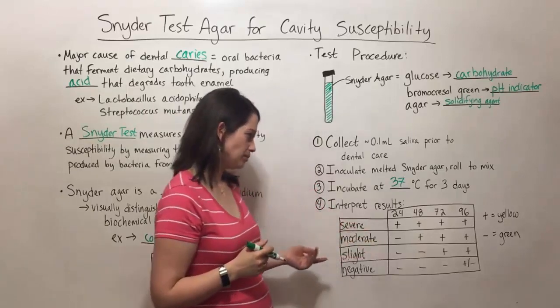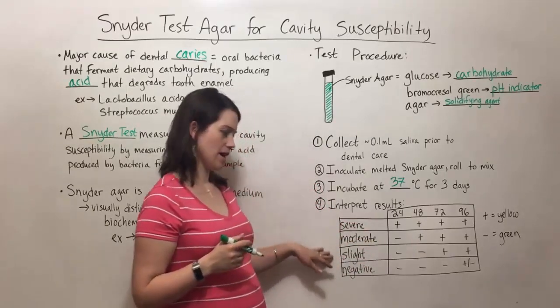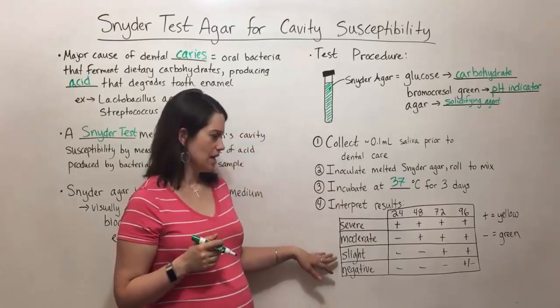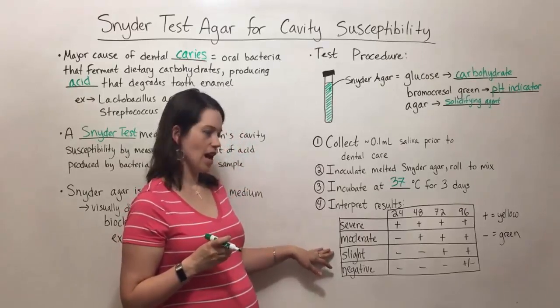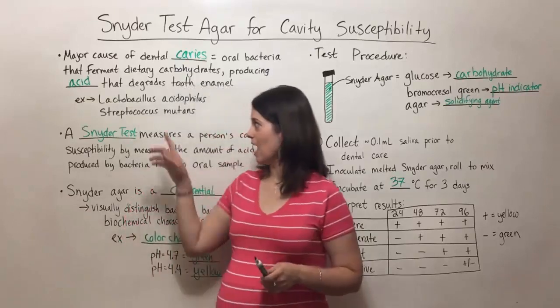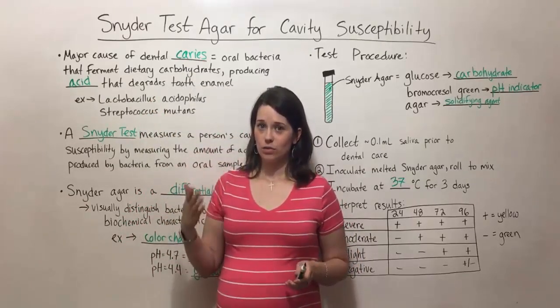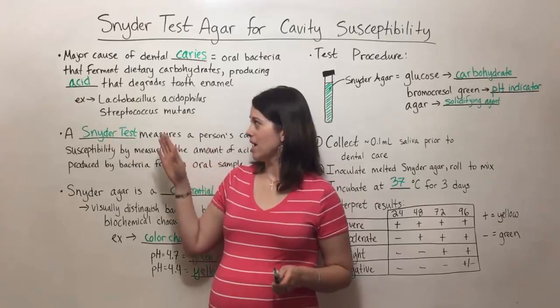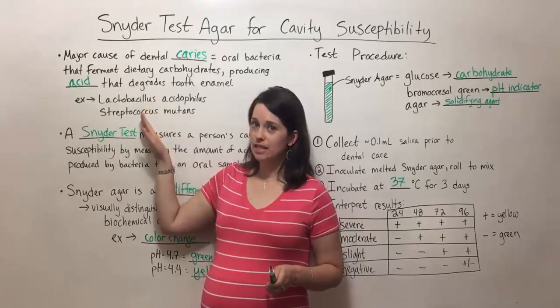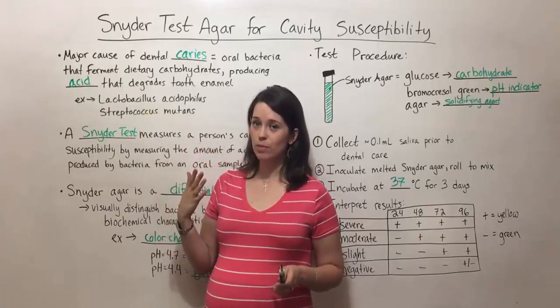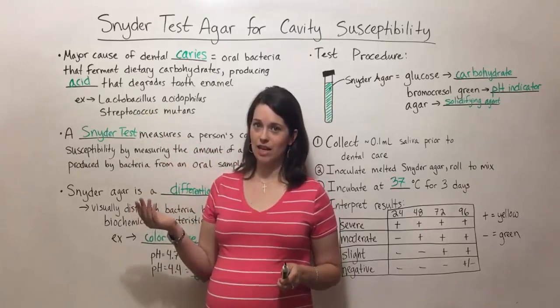On the other hand, just because you have a slight or negative susceptibility does not mean that your diet doesn't matter, because you likely still have at least a few of these. If you start eating a lot of these refined carbohydrates, they are likely to increase in amount in your mouth, which could lead to cavities later.